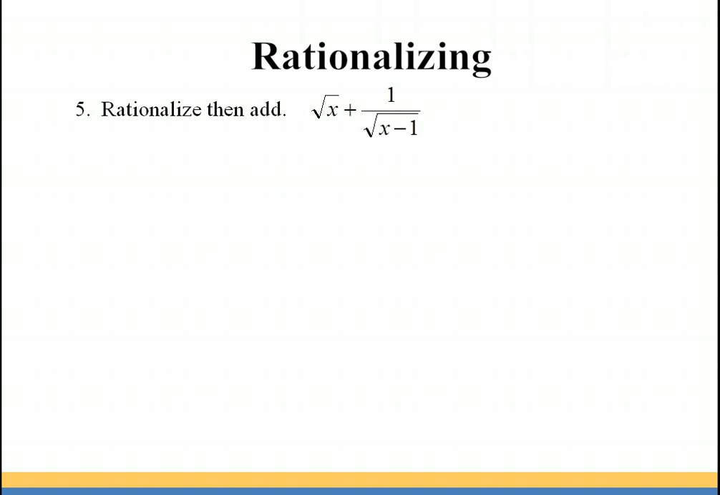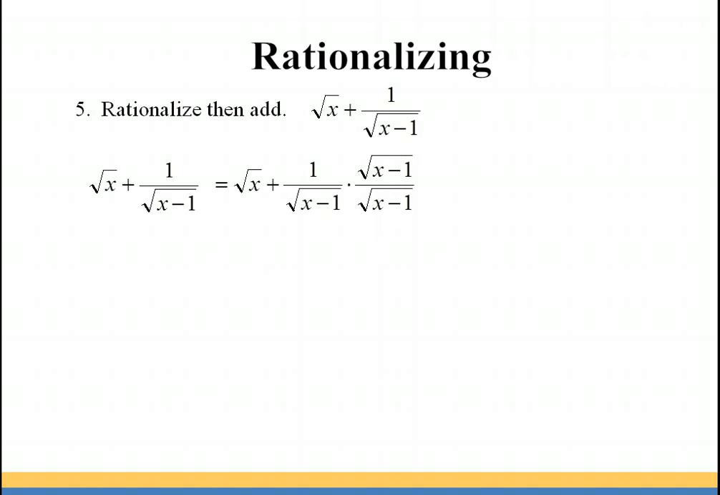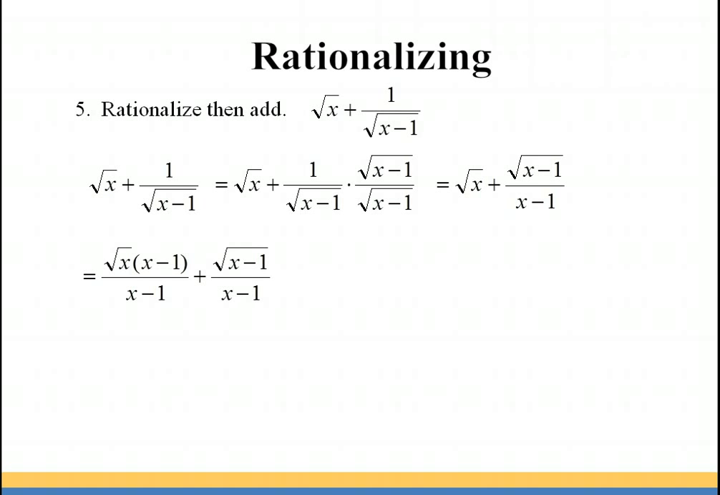Okay, for our next problem, we want to rationalize and then add. So we're going to rationalize the second term. We're going to multiply numerator and denominator by the square root of x minus 1. And then simplifying that, we get the square root of x plus the square root of x minus 1 all over x minus 1. Now what we want to do is add them, so we need a common denominator. So we're going to multiply the first term by x minus 1 over itself. Then I distribute the square root of x and the negative 1.